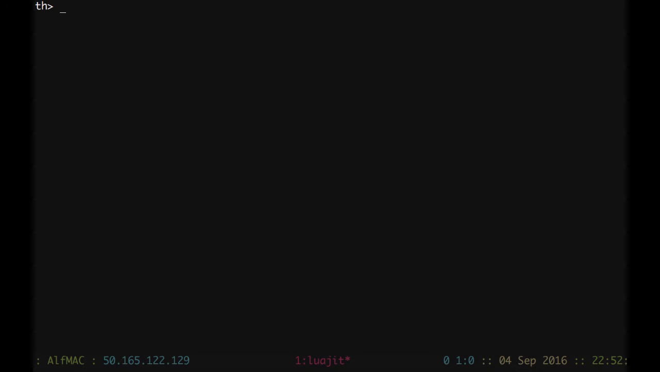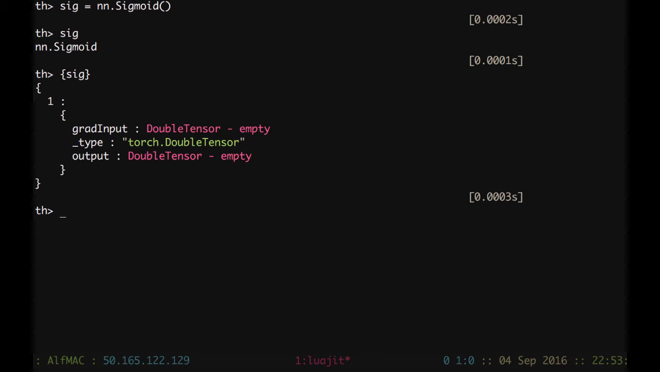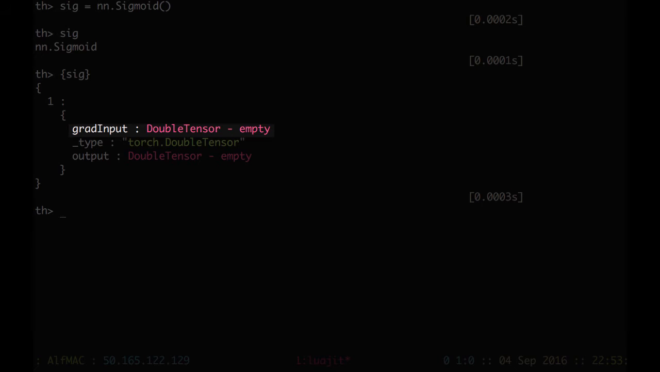Let's create the second module. After the linear, we need a sigmoid function. So we have sigmoid equal nn.Sigmoid. Let's see if we print sigmoid. That's nn.Sigmoid. And let's see what's inside. So we have again a grad input, which is empty. We have a type that is torch double tensor by default, and then also the output is empty.